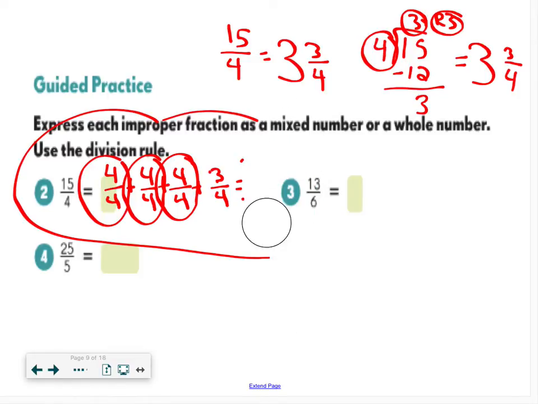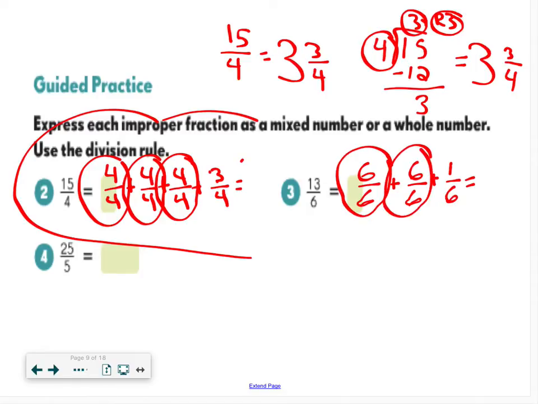All right, let's check another one. 13/6. If I have 13/6, I'm thinking in my brain, how many 6/6 can I pull out to get to 13/6? There's 1 6/6. There's 2, that's 12, so I know I need 1 more to get to 13, and that is 1 whole pizza, 2 whole pizzas, and 1/6 of another one.